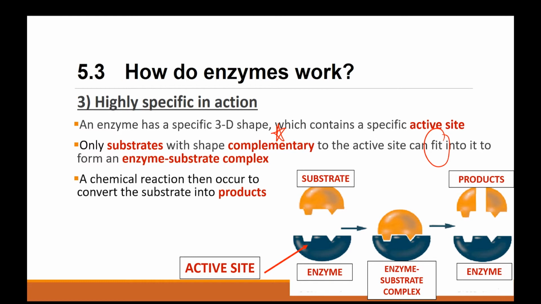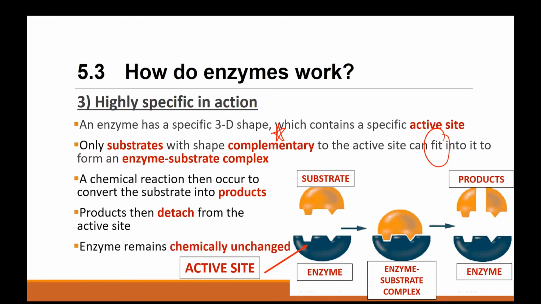Now, in this complex, the reaction happens and the substrate is being turned into the products. Now, the products will detach from the active site and leave the entire reaction, but at the end of everything, the enzyme remains chemically unchanged. This is a very important sequence of events whenever you are describing how an enzyme works.